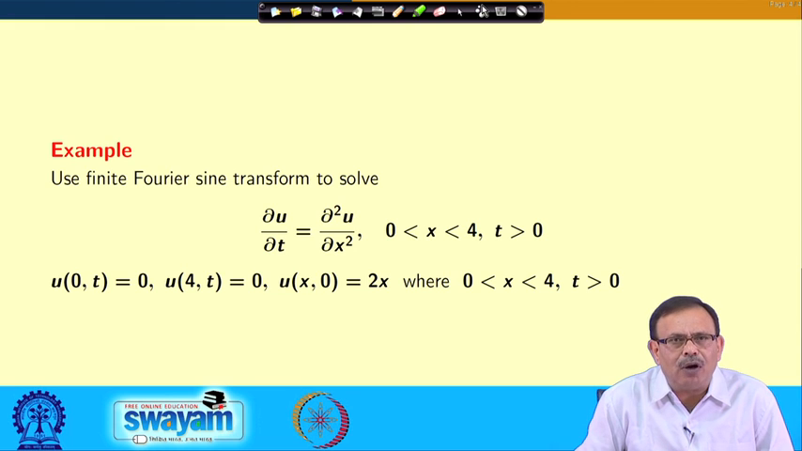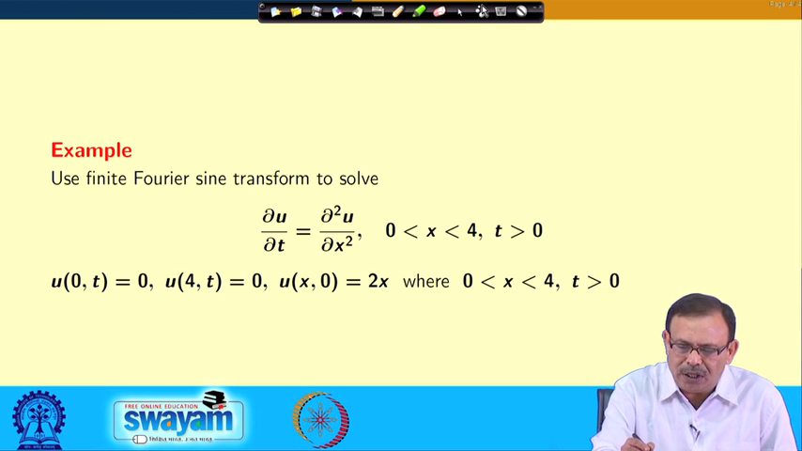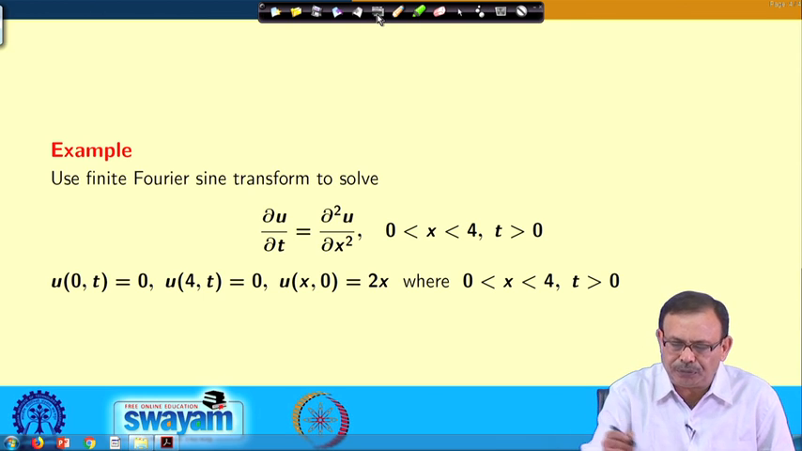Now, the value of u(0,t) is known to me, it is given. The value of u(l,t), that is, L is 4 here, u(4,t) is known to me. Therefore, for this particular problem, I can use the Fourier sine transform with respect to x. Since the values of u(0,t) and u(4,t) are known and x lies between 0 to 4, I can use the Fourier sine transform with respect to x. Let us see the solution process.